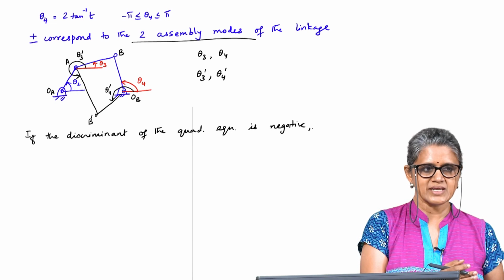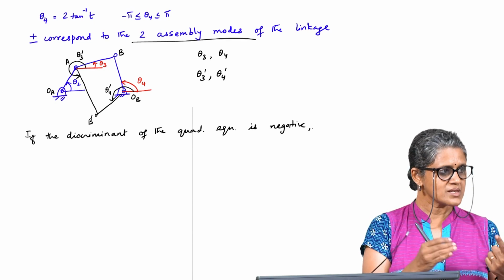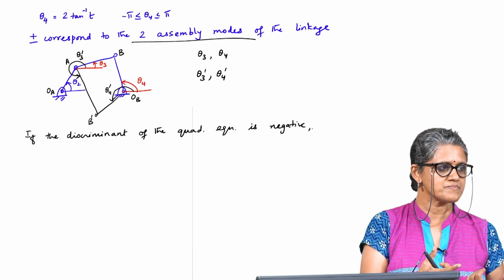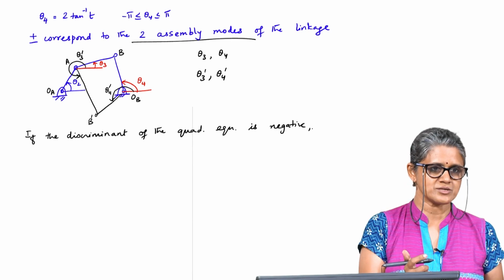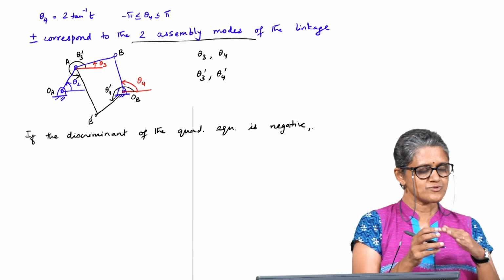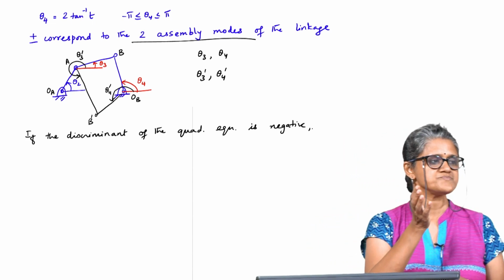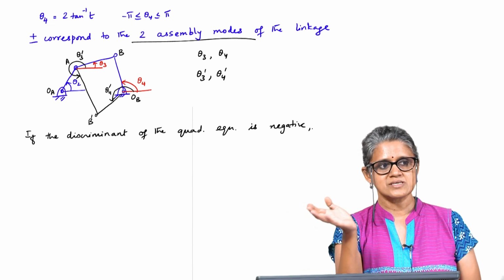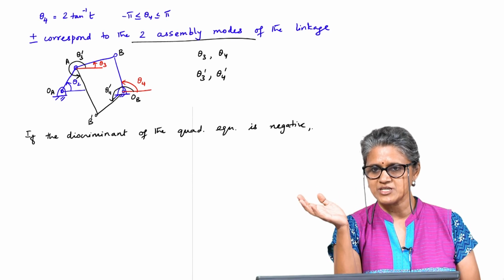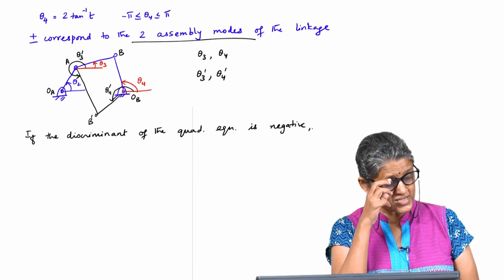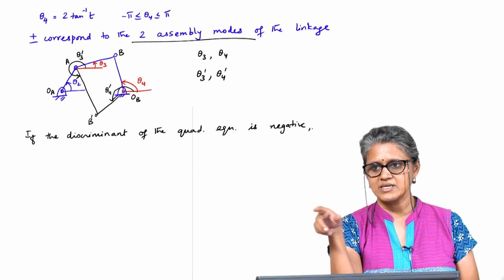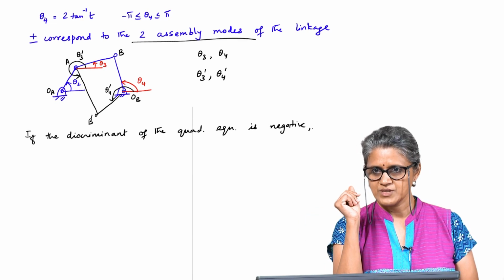So, if the discriminant is negative, it is possible that the linkage cannot be assembled in that particular configuration. Maybe it cannot be assembled for any value of theta 2; it could be just for a specific value. If it is for specific values, then it may be that in a non-Grashof linkage it is past a toggle position. Otherwise, it is possible that for that set of link lengths you cannot form a linkage.